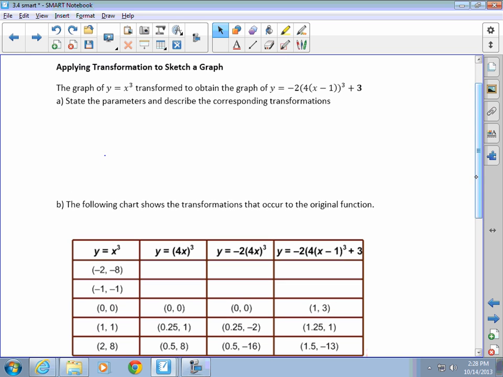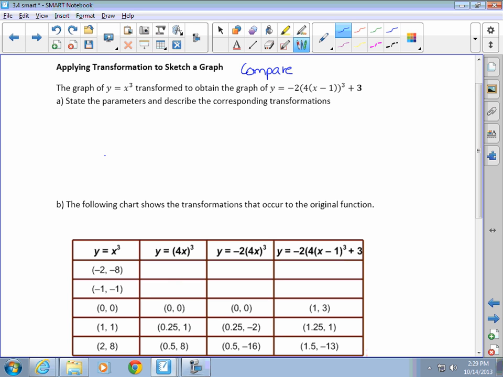Okay, so it says the graph of y equals x cubed is transformed to obtain the graph of y equals negative 2 times 4 times (x minus 3) all cubed plus 3. So we want to state the parameters and describe the corresponding transformation. To state the parameters is just to state the a, b, h, k values and then describe the transformations. I'm just going to write it up here so we have more space.